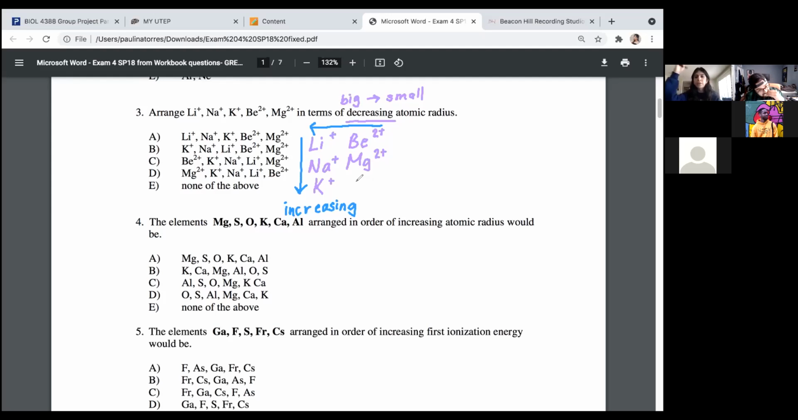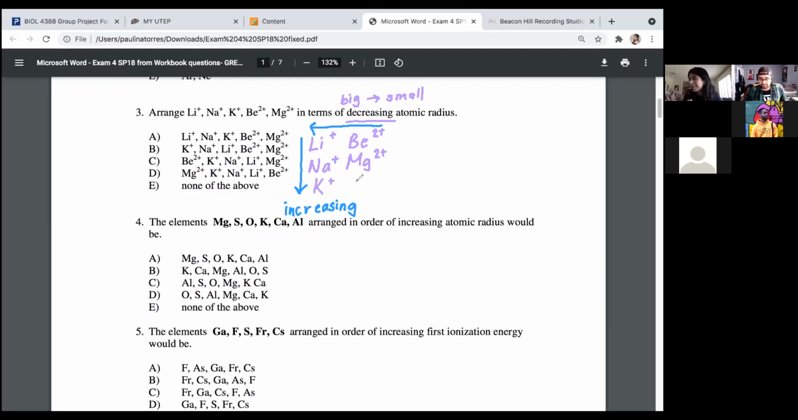So as we're going from top to bottom, why is it increasing? Does anyone know? No. Okay, so the reason that it's increasing as we go from the top to the bottom is that as we go to new periods, we're adding on electron shells. So if we have more electron shells, our radius is obviously going to increase. Everyone good with that?